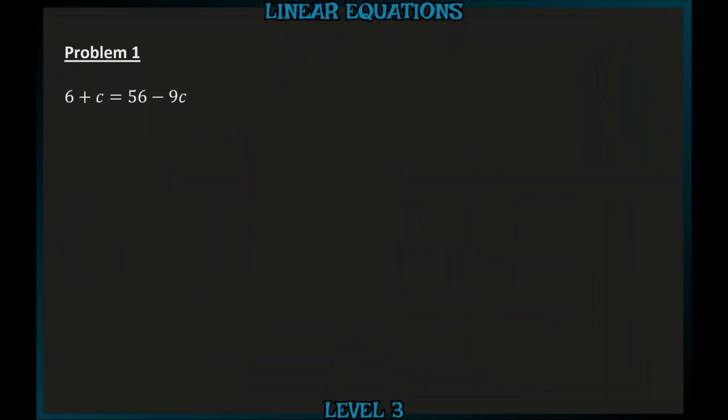In problem 1, we're solving the equation 6 plus c is equal to 56 minus 9c. Now in this equation, we've got unknowns on both sides, and the easiest thing to do is to keep the unknowns on the side on which we start with the most. Now on the left, we've got 1c, and on the right, we've got minus 9c's. So we're going to keep the c's on the left-hand side.